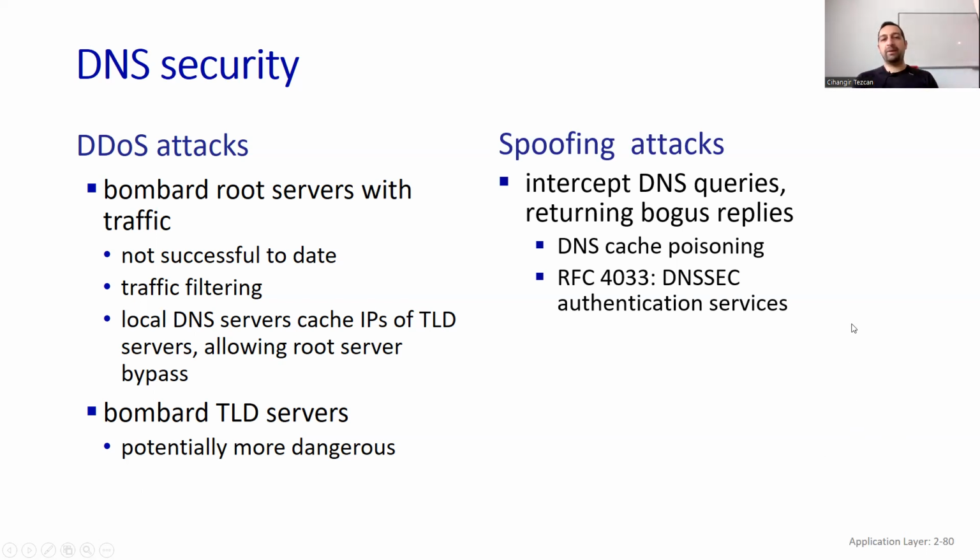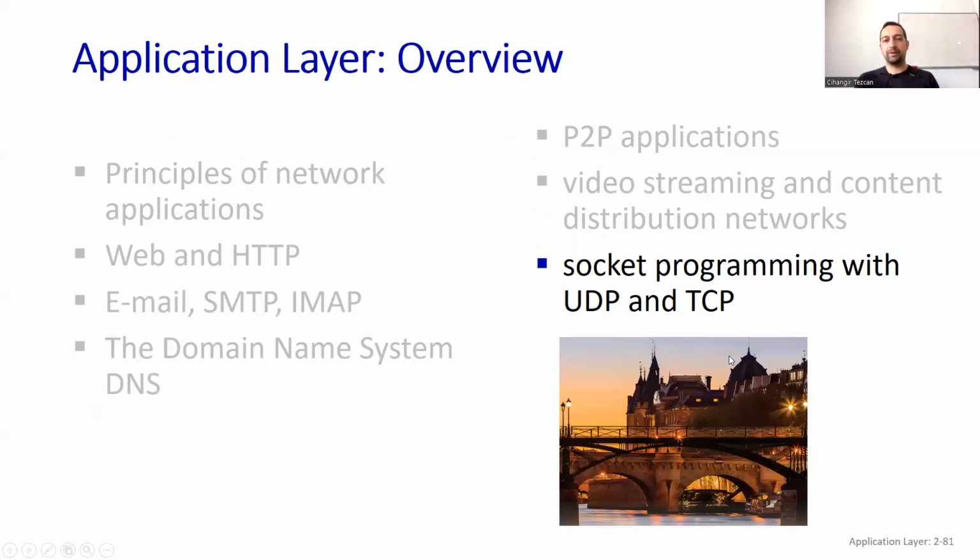Spoofing attacks intercept DNS queries, returning bogus replies. DNS cache poisoning is one of the examples. Here you provide false records to DNS servers, convincing them that you have the IP address of a web page, which is actually wrong. This way you can fool the DNS servers, and they would send traffic to you, although they shouldn't be sending the traffic to you. Okay, so DNSSEC is a kind of solution to this, which we'll cover after we talk about cryptography later.